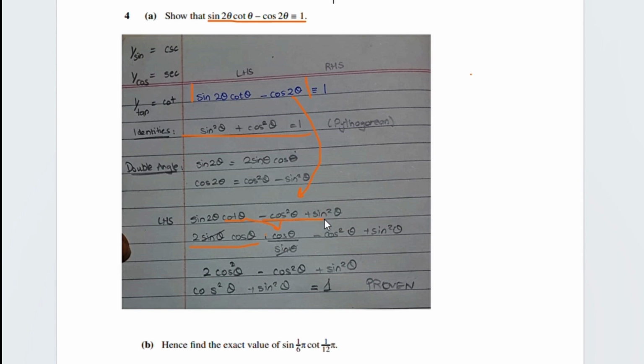And then you have these left over from the previous expression. Now when I have 2 cos squared theta minus cos squared theta, I can just subtract them. This is like saying 2 minus 1, right? And then I have cos squared theta plus sine squared theta. Then I just go back to my previous identity over here, and this equals 1. This way, this is proven.